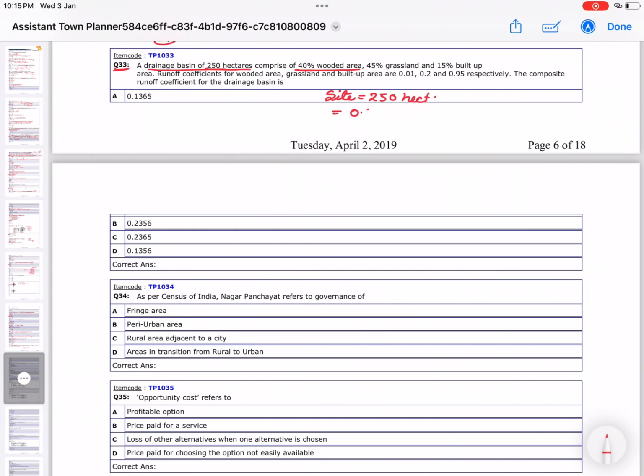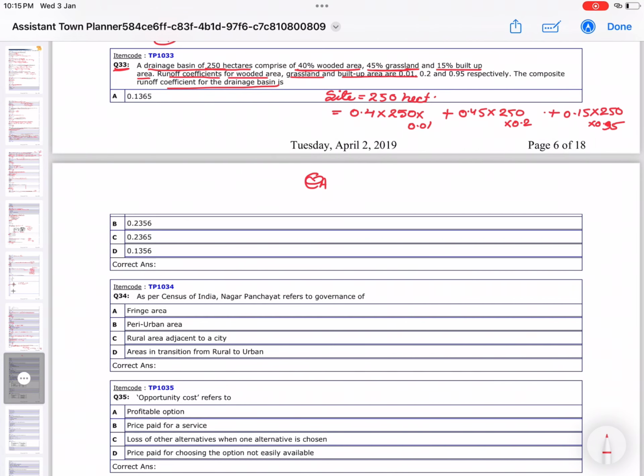40% of wooded area, so 40% of 250, 0.45 of 250 of grassland, and 15% built up area, 0.15 of 250. Runoff coefficients for wooded area, grassland area and built up area are given as 0.01, 0.2 and 0.95. What is the composite runoff for the drainage basin?